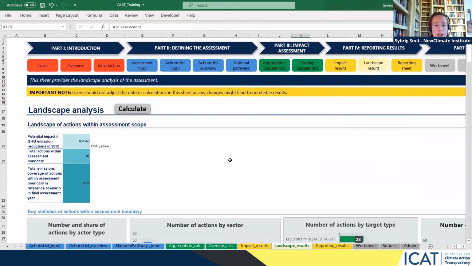It's important to realize that the landscape analysis also depends on the assessment boundary. So if you want to really analyze everything in your actions list, you should select all options in the assessment boundary. If you deselect certain options, for example, you did not include the agricultural sector as part of your assessment boundary, it won't show up in the landscape analysis.